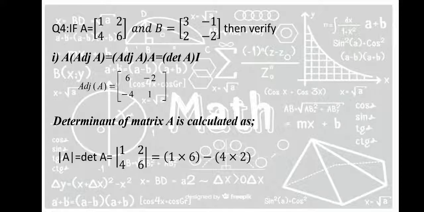Determinant of A is equal to first row 1, 2, second row 4, 6. The first diagonal will be multiplied, 1 multiplied by 6, and the non-diagonals will be multiplied, 4 multiplied by 2, and in between them there is a sign of subtraction. So 1 multiplied by 6 is 6 and 4 multiplied by 2 is 8. So 6 minus 8 is minus 2. So the value of determinant A is minus 2.